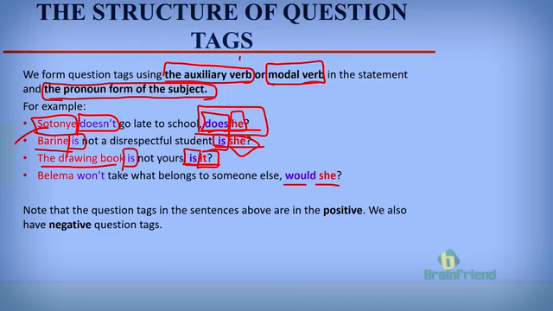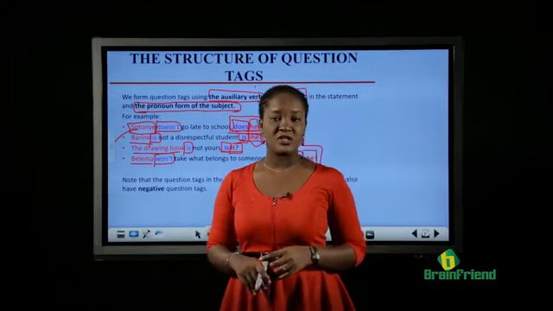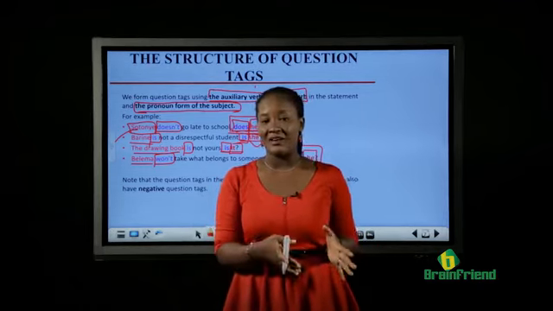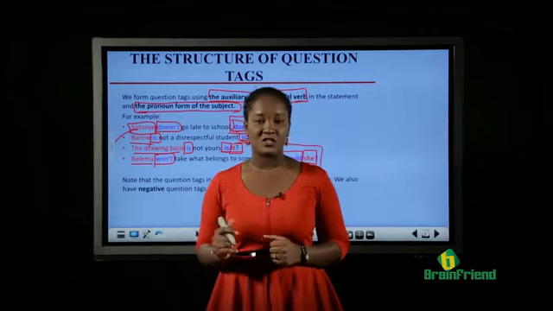Belema won't take what belongs to someone else. Would she? Here, the modal verb is won't. And so, in our question tag, we have it as would, and then the subject is Belema. The pronoun form of Belema is the pronoun she. So would she forms our question tag. So that's simply what we mean by the structure of question tags. They are formed using auxiliary or modal verbs and the pronoun form of the subject.